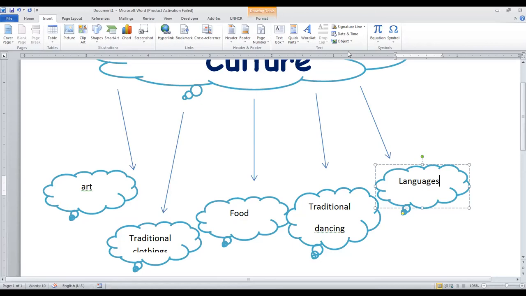Now, miss, I'm going to stop sharing the screen. I want you to go back to the reading book. I'm going to share the screen. I will open it. Miss, it's page 35. Yes, page 35. Okay.